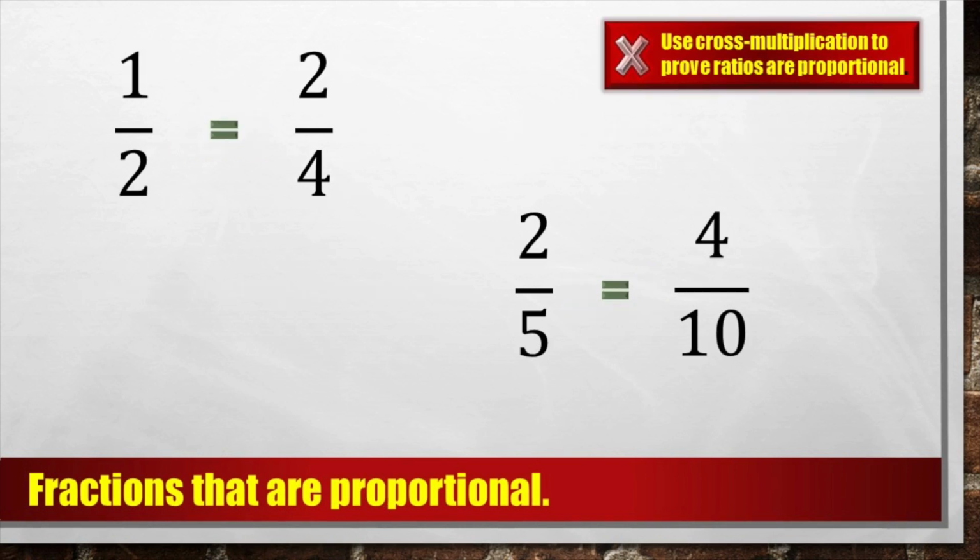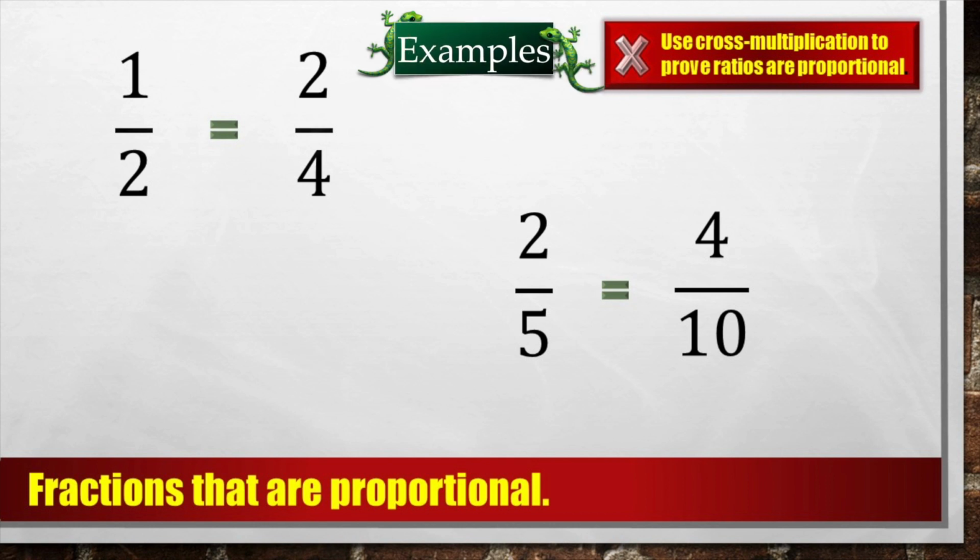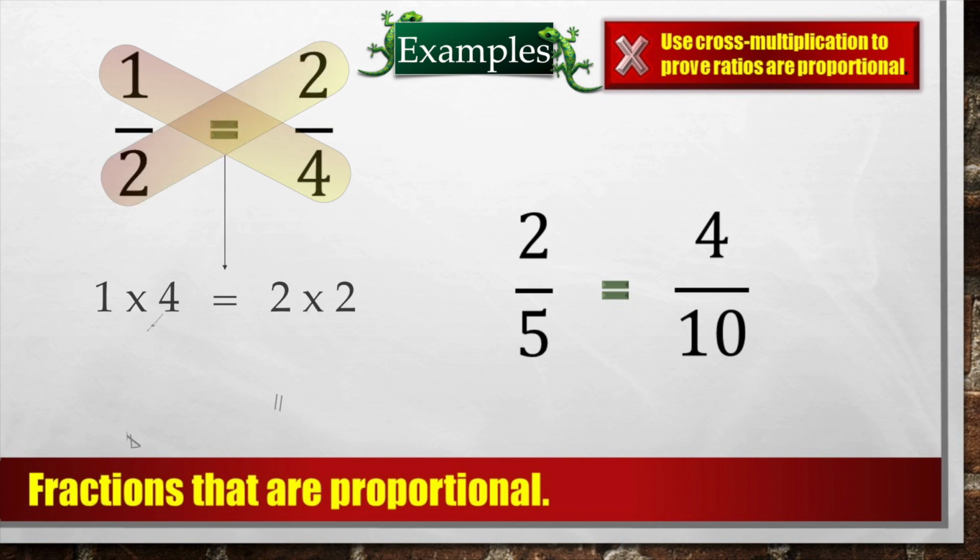Let's see how we use cross multiplication to prove ratios are proportional. This is just a proof thing. That means 1 times 4 equals 2 times 2. So 4 equals 4, and that proves that they are proportional.